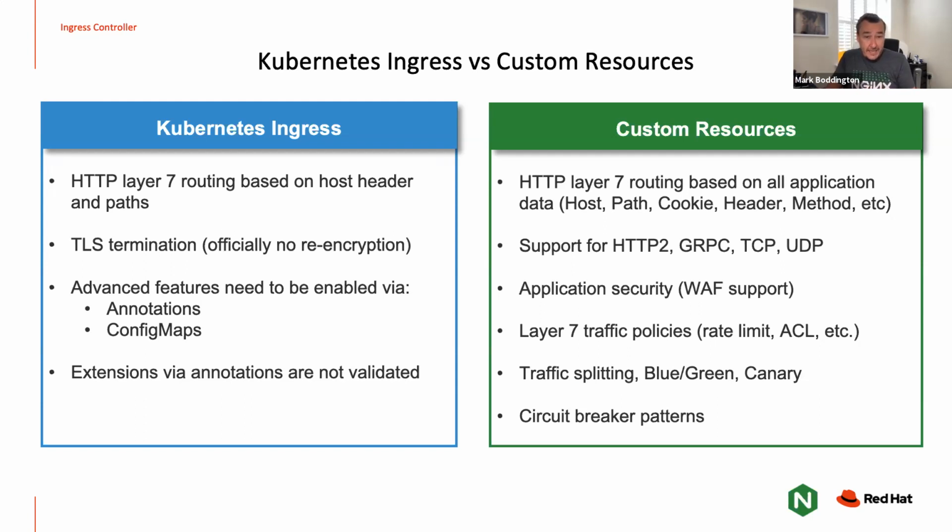Annotations are not validated by the API. So if you make a mistake in an annotation, it doesn't get picked up by Kubernetes. Your change will be accepted by Kubernetes, and then perhaps later on, your ingress controller will throw an error and fail. So it's very difficult to pick up these problems during the automation, during the pipeline, because Kubernetes doesn't know very much about ingress.